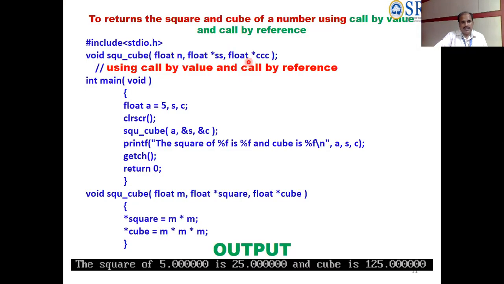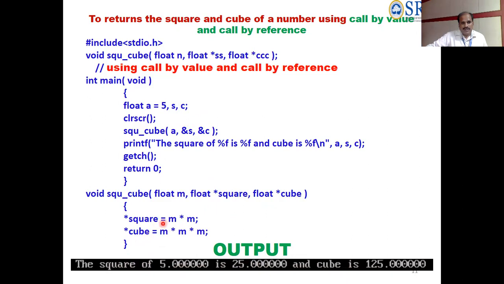This program illustrates returning the square and the cube of a number using call by reference and call by value. Here is the name of the function. Here a is an ordinary variable; we pass only the value from the calling function to the called function. Here we are passing the addresses, ampersand s and ampersand c, to the pointer variables square and cube. After executing this program, we get the result: the square of 5 is 25 and the cube is 125.